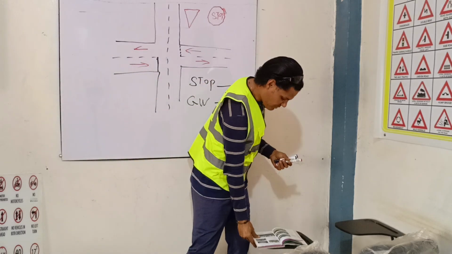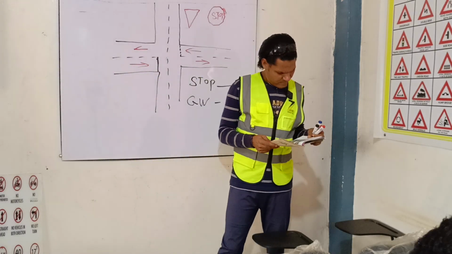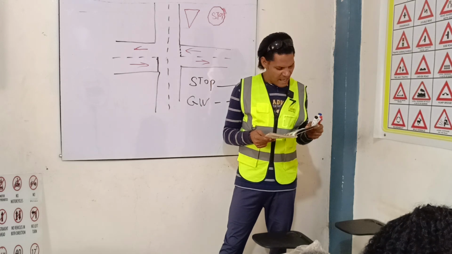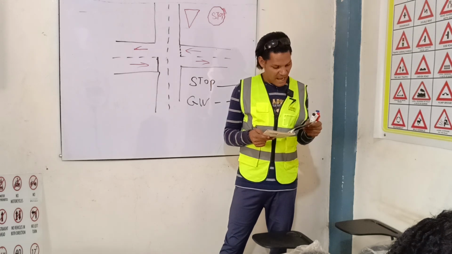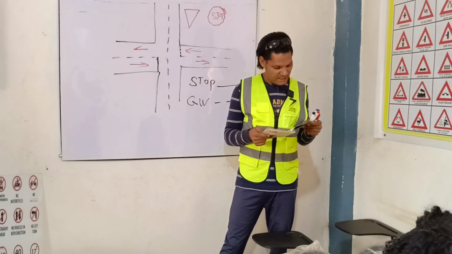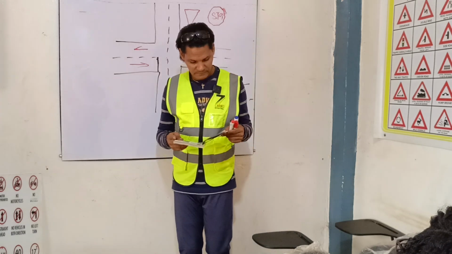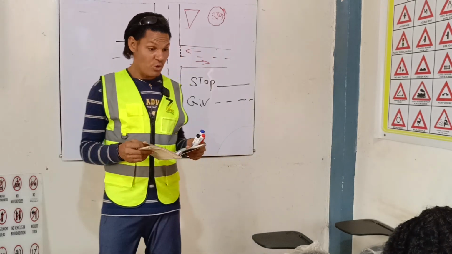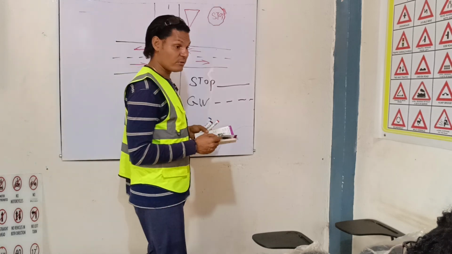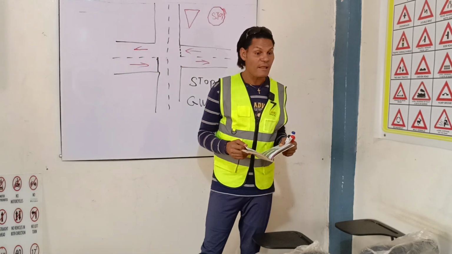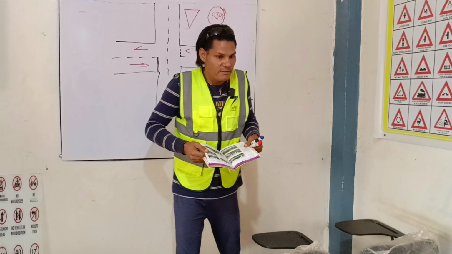Let me read what is written for the give way line. Give way line. This is a broken line. It indicates the limit to the priority road. Priority road, we know what priority road is. Priority road means the road where you have the right of way.